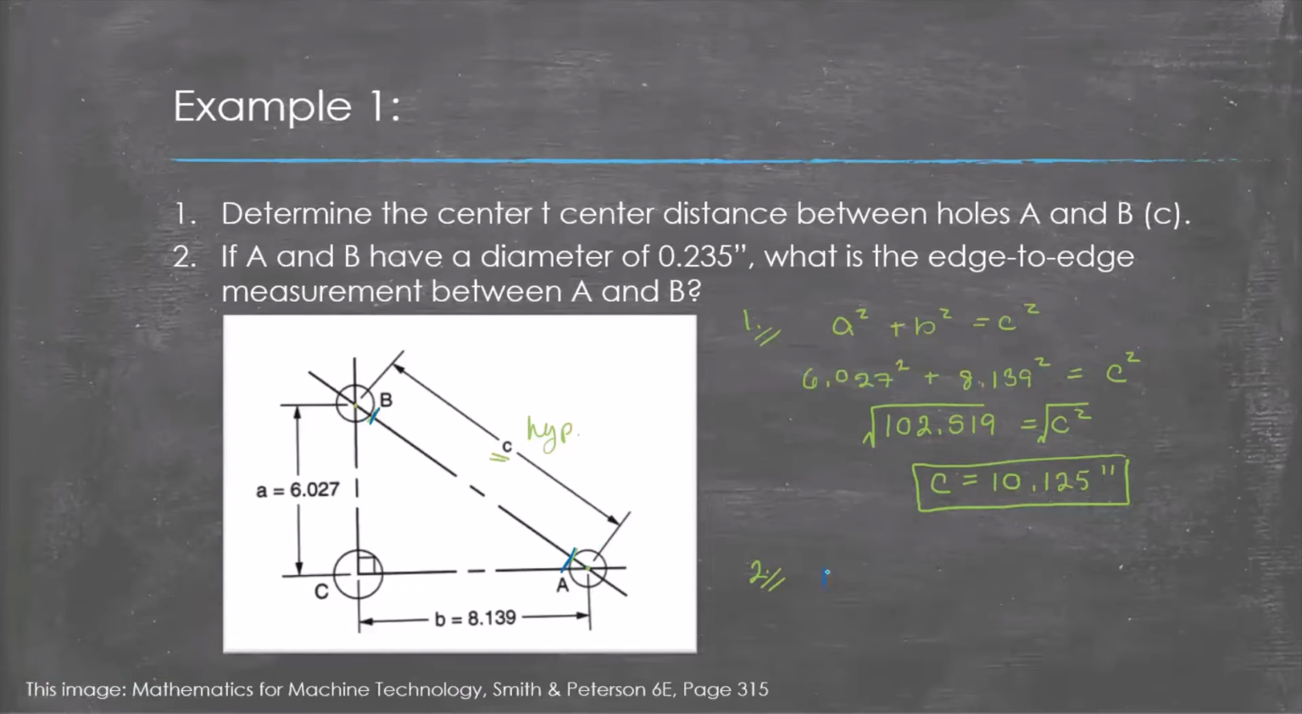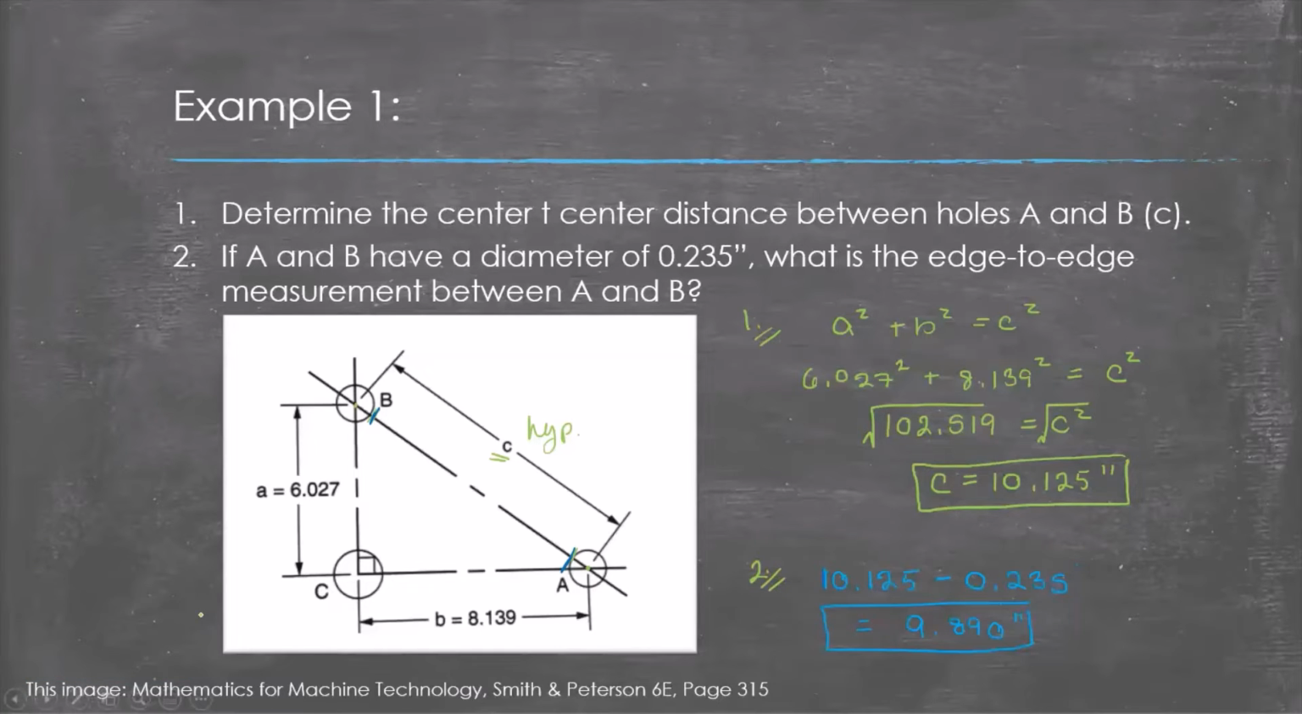All right, so we're going to take our 10.125, and from that, we are going to subtract the diameter of our hole. We can subtract the diameter because both radii are the same. Okay? And that gives us an edge-to-edge difference of 9.89, or 9 and 890 thousandths of an inch. And that would be our answer for B.